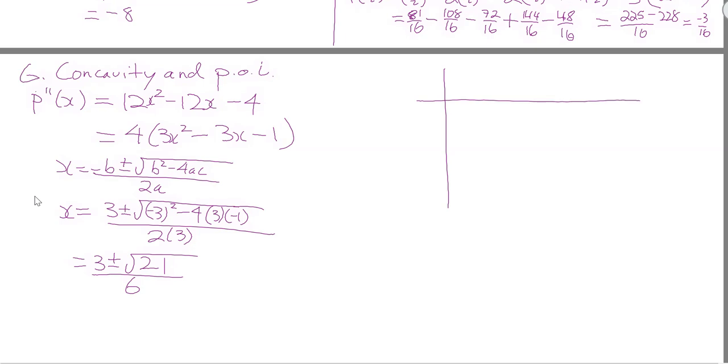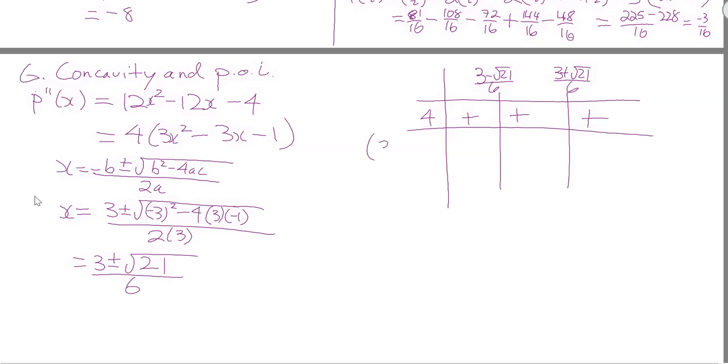So next step is the chart. 3 minus root 21 over 6. 3 plus root 21 over 6. We got 4, is always positive. And we've got the 3x squared minus 3x minus 1. This is actually easy, right? This is a quadratic that opens up. So it's doing this. Okay? So it's just plus minus plus.